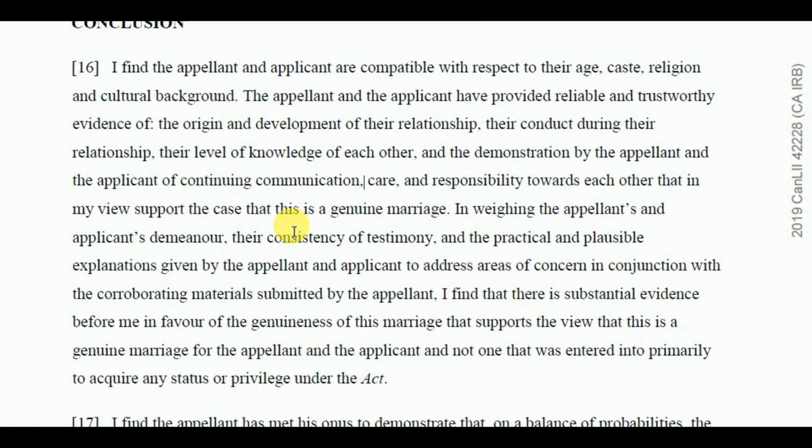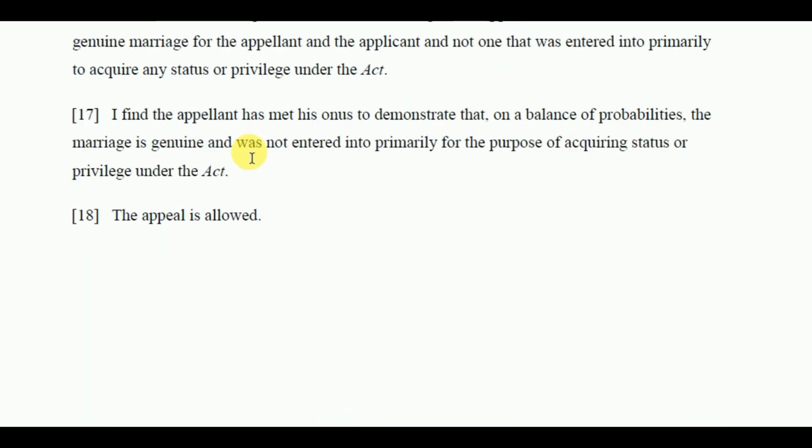I find that there is substantial evidence before me in favor of the genuineness of this marriage that supports the view that this is a genuine marriage for the appellant and the applicant, and not one entered into primarily for immigration purposes. So I find that the appellant has met his onus to demonstrate that on the balance of probabilities, the marriage is genuine and was not entered into primarily for the purpose of acquiring any status. Appeal is allowed. So that's how we do it. So these are the factors in detail.